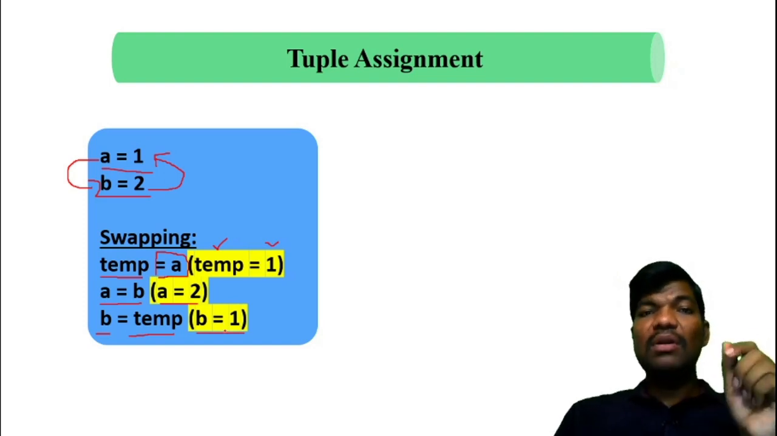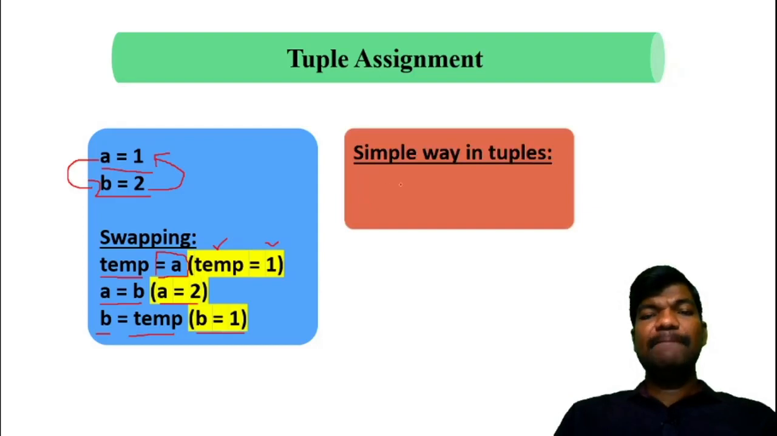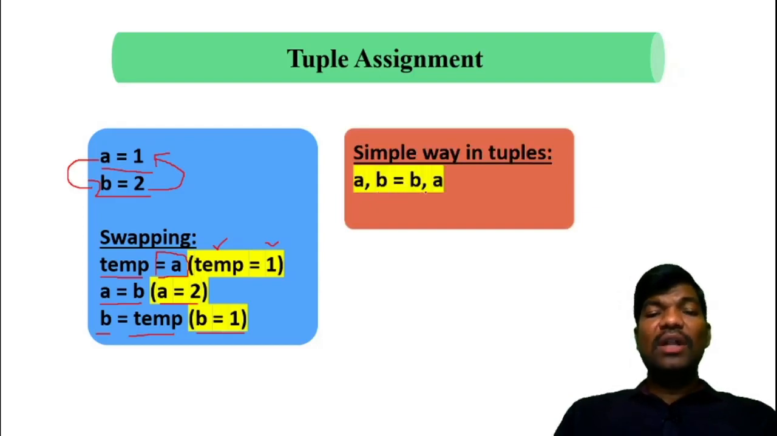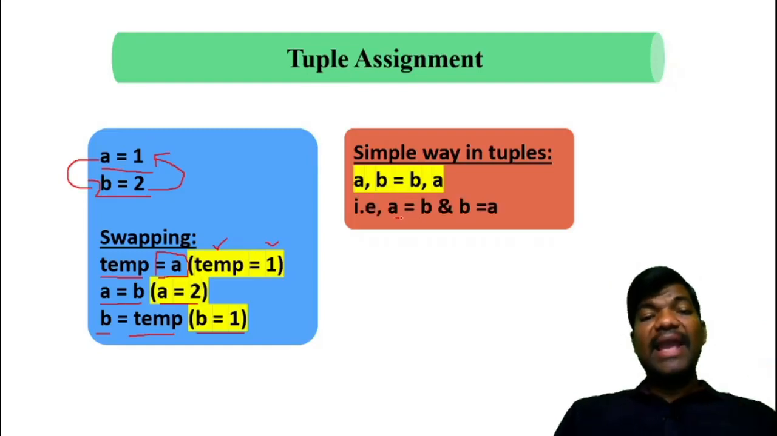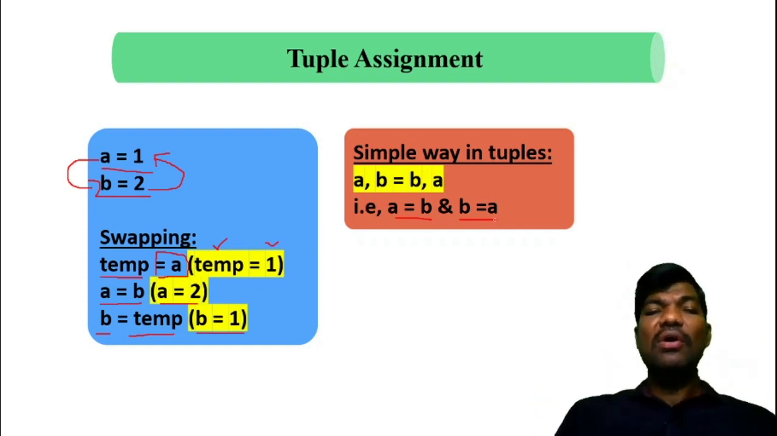But with tuples, it is very easy to swap. Let's check this. A comma B equal to B comma A. That means A equal to B and B equal to A. Swapped. A value is changed to B, and B value is changed to A.